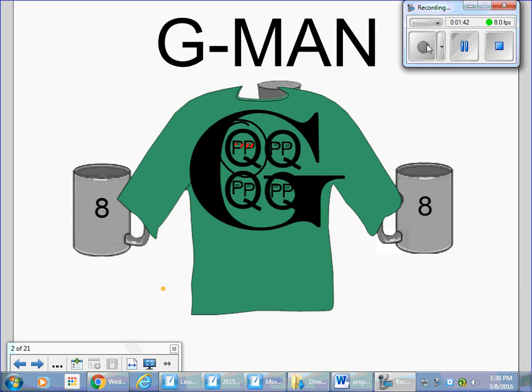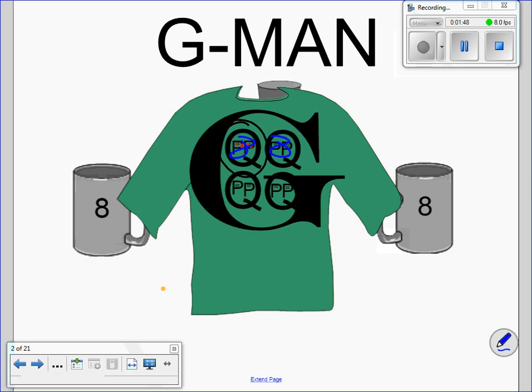So then how many cups do we have in an entire gallon? Well, if I have 4 here, 4 here, 4 here, 4 here, I have 16 cups inside my gallon, okay? Then take a look, the G-man is holding an 8 in each cup. This represents 1 cup equals 8 ounces. That's why he's holding cups with 8 ounces in it.